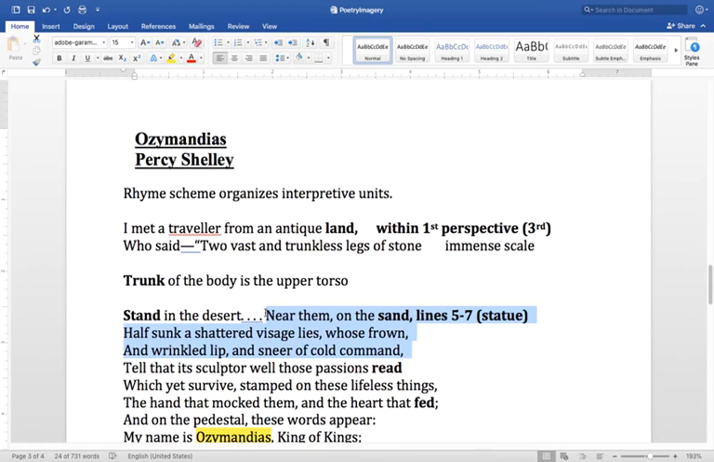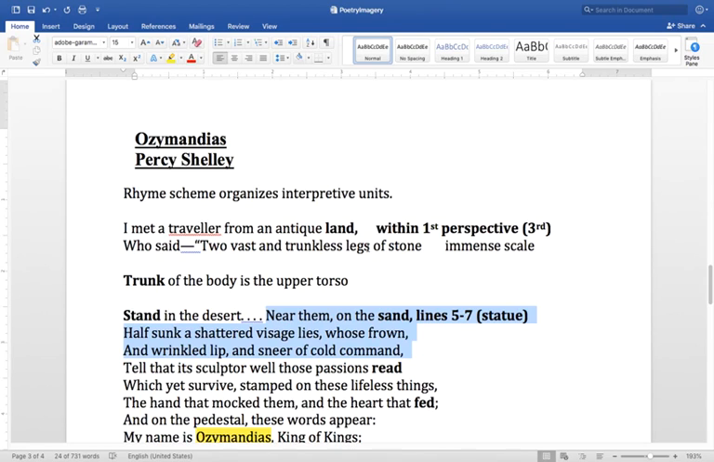What kind of statue is it? We already know that the legs are severed from the trunk. We already know that the face of the statue is shattered. And this word shattered has a double meaning, right? On the one hand, just as the legs of the statue have been broken off from the trunk of the statue, so too has the face of the statue been broken off from the rest of the body. How do we know that? Because the shattered visage lies near the trunkless legs of stone. The shattered visage lies near the trunkless legs of stone.